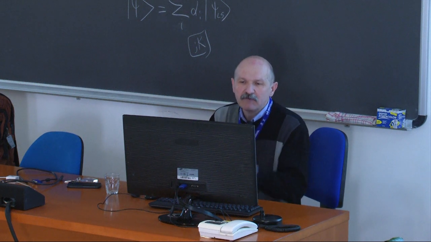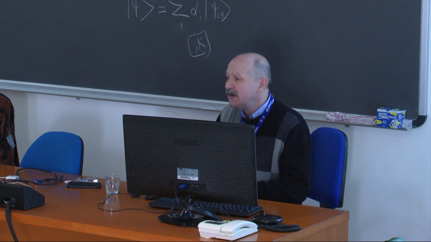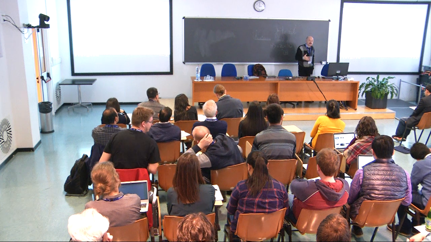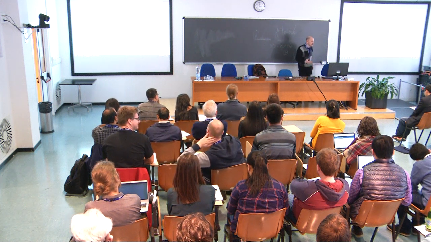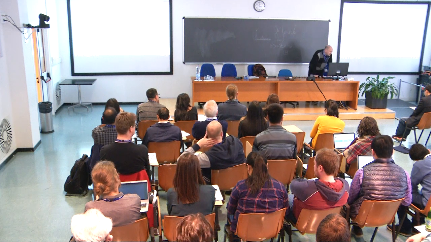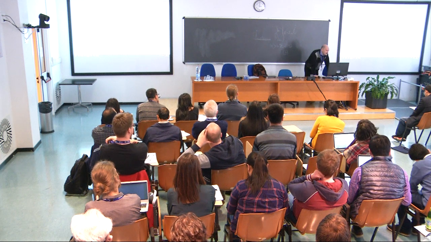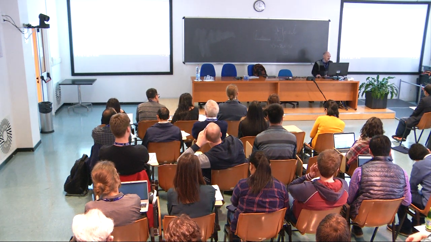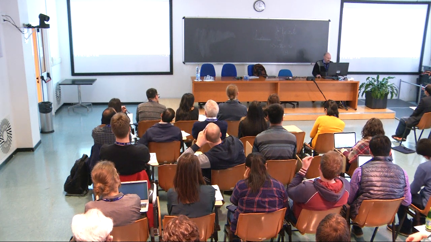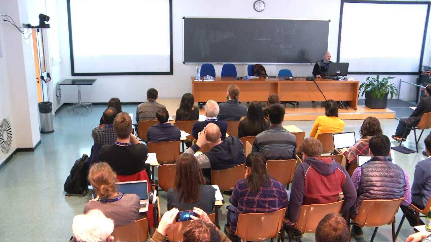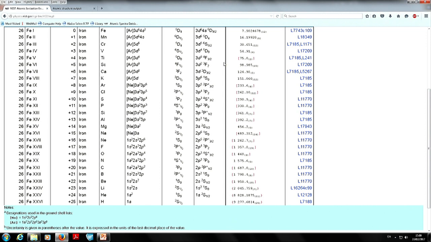Finally, a few words about the database for ionization energies. Again, ionization energies are important because really the ionization distribution of charge states in plasmas strongly depends on these energies. You can get all possible ionization potentials for all ions up to nuclear charge 110. So for instance, if you want to look at what's available for iron, this is a list of all ionization energies for all ions of iron from neutral to hydrogen-like.